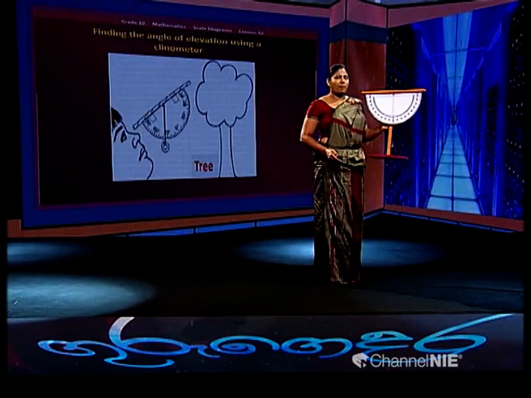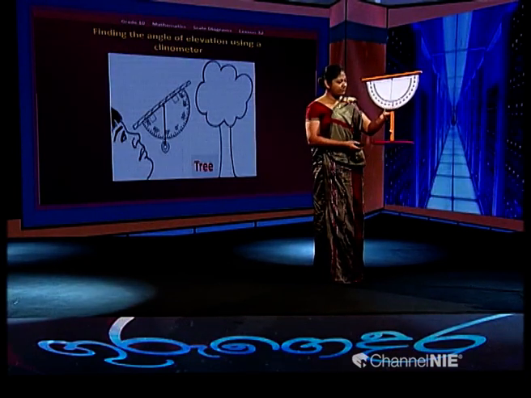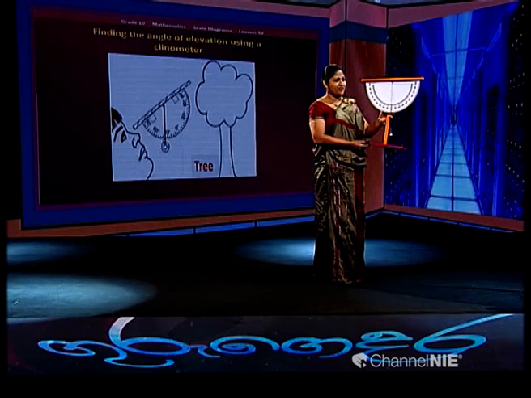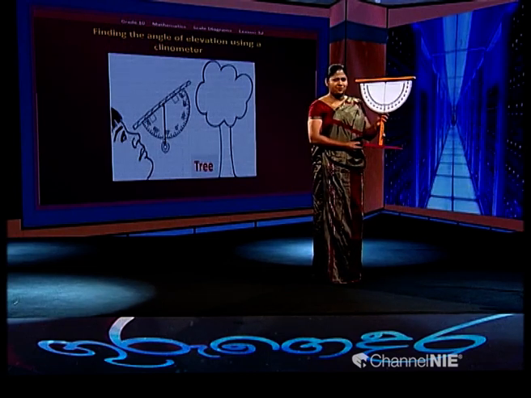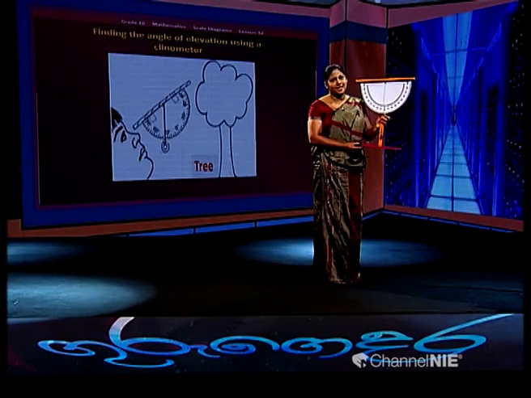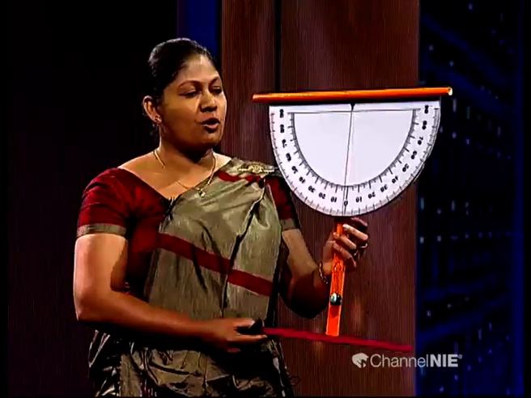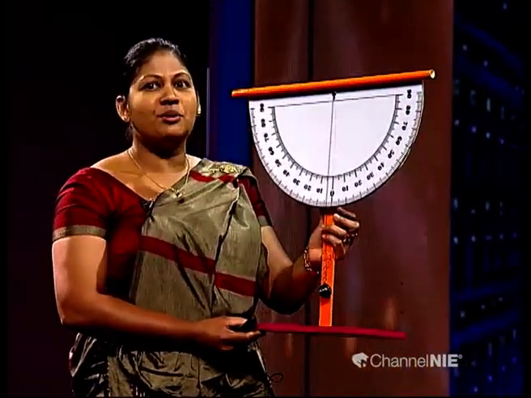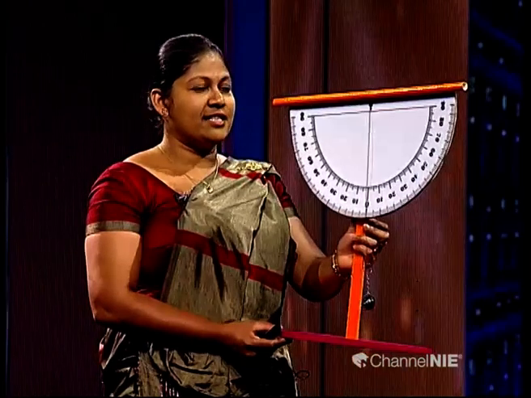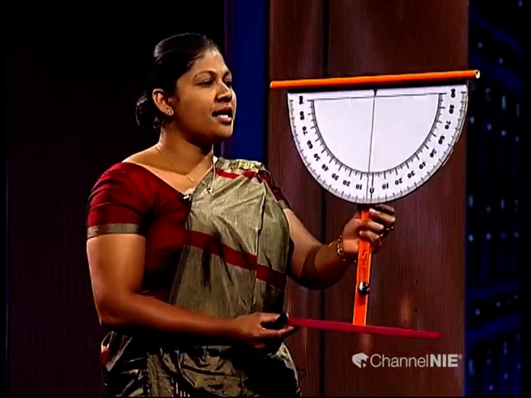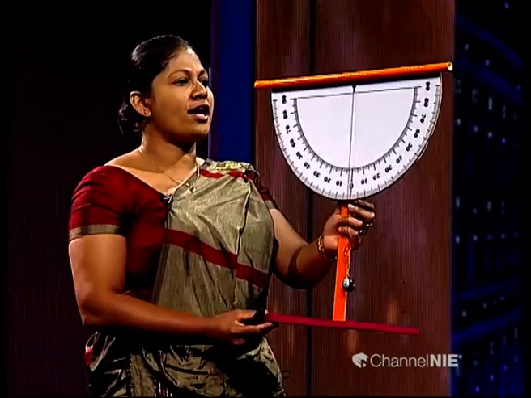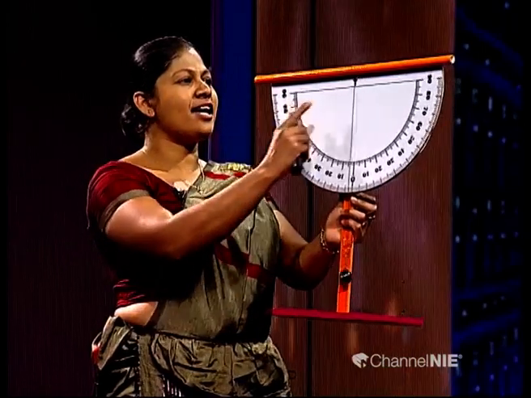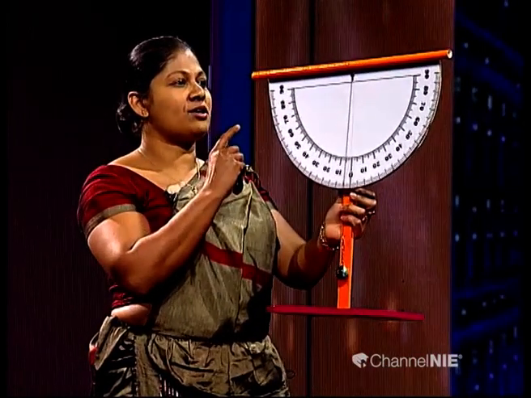Here, now I have a clinometer. I will show you how to use this. You can imagine, if you have the instrument in the school, you can use it after I demonstrate this one. See here, now I am observing a point. This is my eye level. That's what I told you.